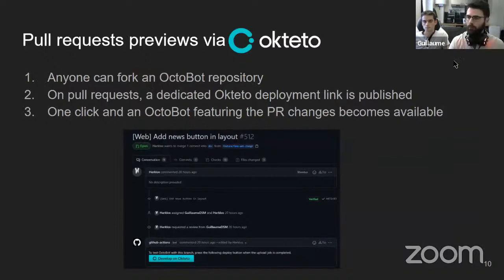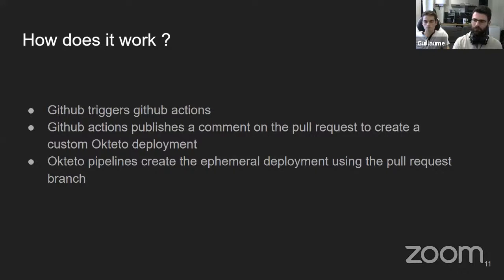To go back to what's going on here, anyone can fork any OctoBot repository. They can make pull requests to request changes, improvements, and fixes on OctoBot. And there is this Octeto feature. There is the GitHub action. Yeah, there is this GitHub action feature that will automate the command that will be published so that we can have the preview environment working.